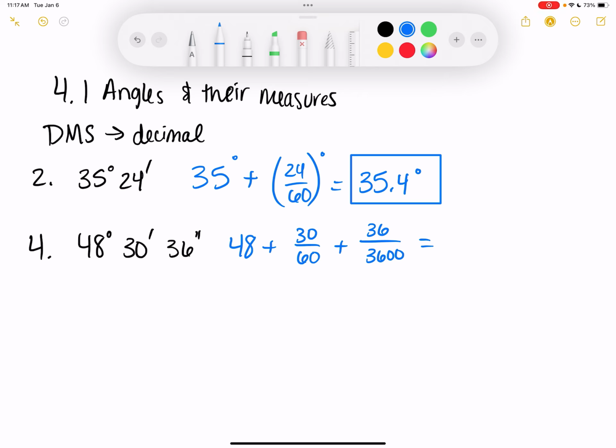I got 48.51. I'm like Robin Hood. I'm like Robin the junior class.